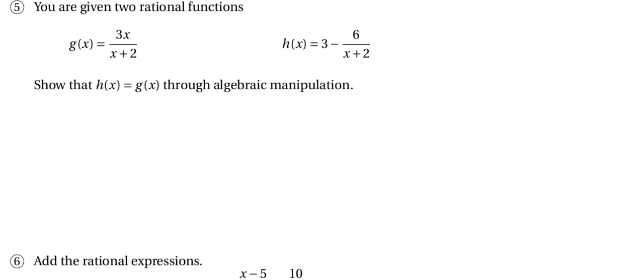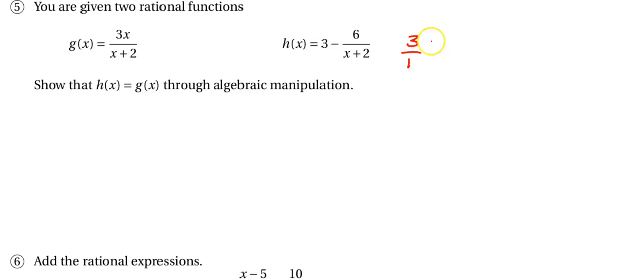So for problem number 5, we're asked to use algebraic manipulation to show that these two rational functions are indeed equivalent. So looking at g of x, I see that this is one big fraction, but h of x actually is a non-fraction minus a fraction. So this is actually going to be my starting point.